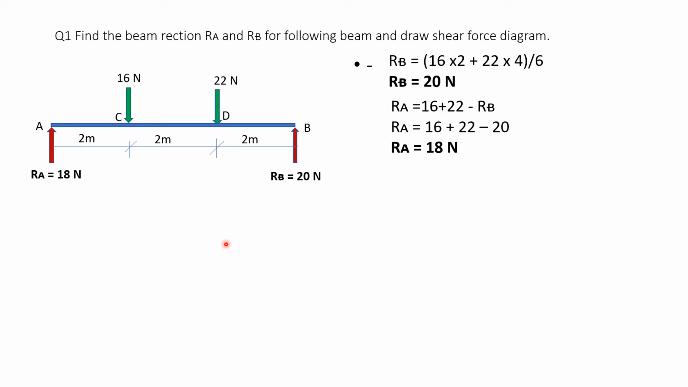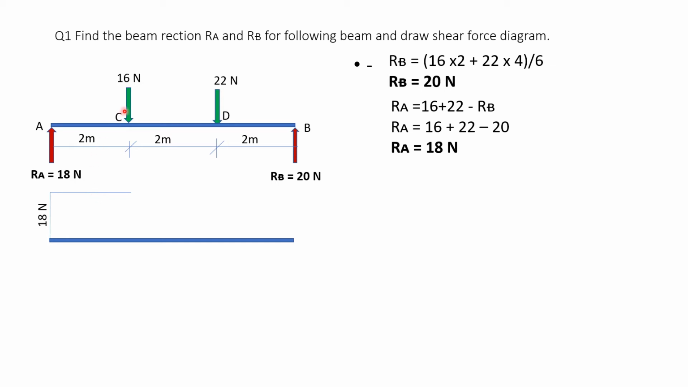Now I draw the shear force diagram. What we do? First we draw the beam AB. That is our baseline, the zero line AB. Now here RA is going up. Left hand side going up is positive. So if RA is going up by 18, here at A I draw a vertically upward line of 18 and go up by 18 Newton. Now from A to C there is no force, so this shear force will remain 18 from A to C. So from A to C draw a horizontal line.